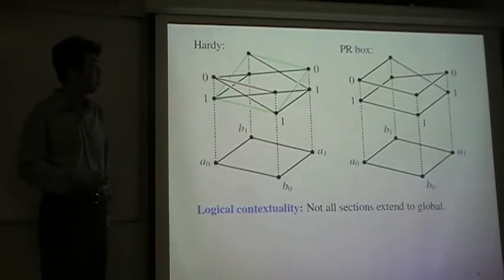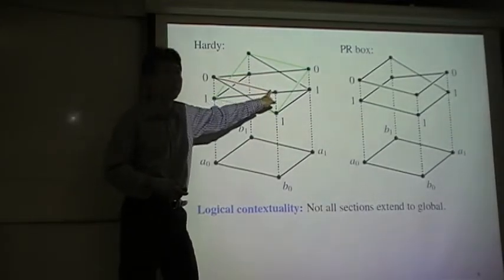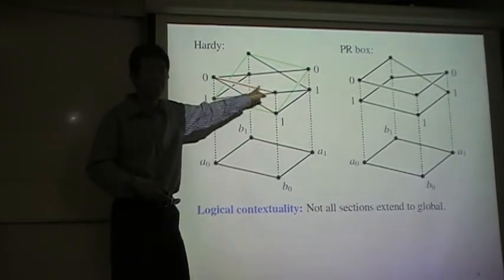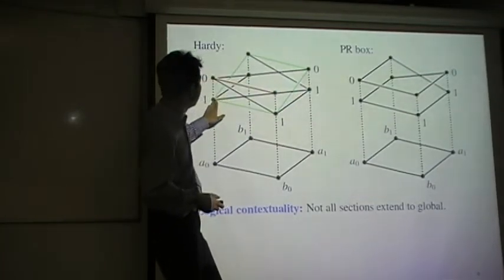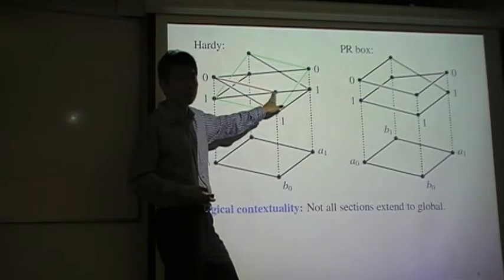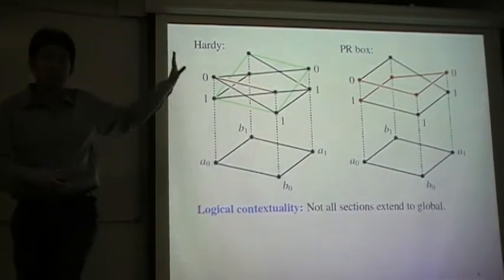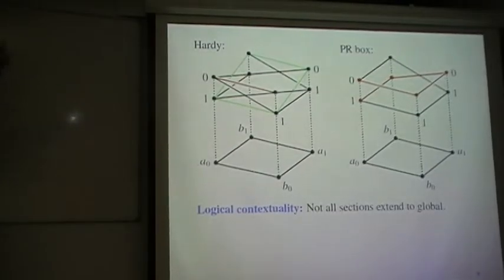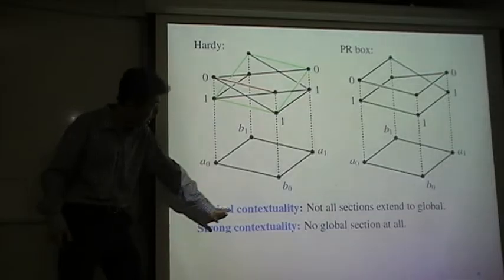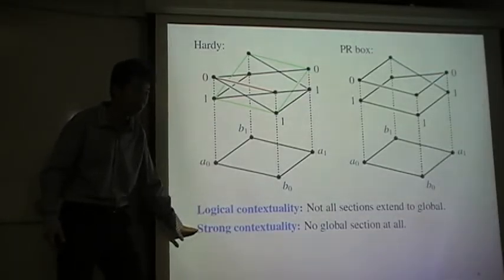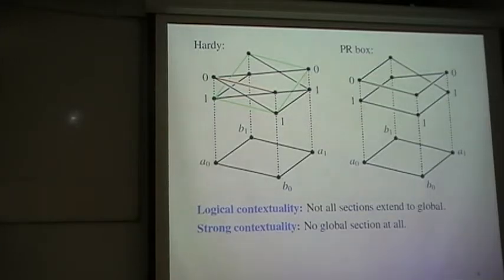Then you try to find, so here, Hardy, this was the only contextual bit of the table or the bundle, right? I mean, you could see a local hidden variable like this, green, but red, this cannot be extended. But look here, you cannot find any global section at all. That's what happens in PR box. So we define strong contextuality as a situation in which no global section can be found at all.